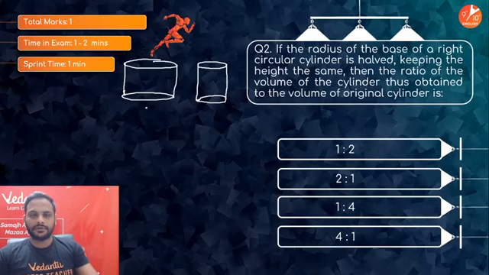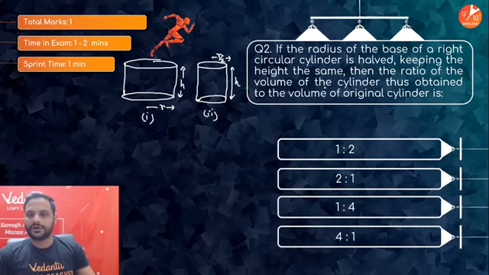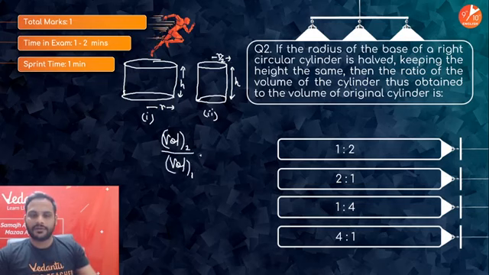All right. So let us say here the radius is r. Now here the radius is r by 2. Height is the same, h only. Okay. So let's say it is cylinder 1 and it is cylinder 2. So it's asking me the ratio of the volume of the new cylinder to the original cylinder. So volume of the second cylinder upon volume of the first cylinder, we have to find out.